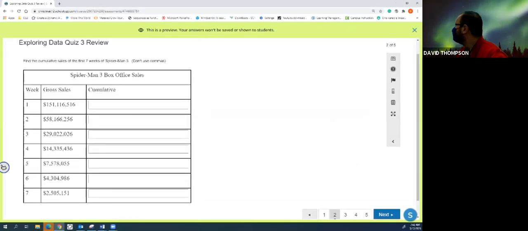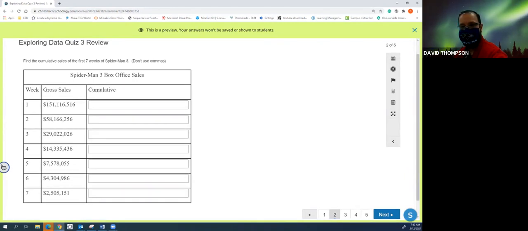Okay, find the cumulative sales of the first 7 weeks of Spider-Man 3. Don't use commas. So that's just filling in that chart. First, let me just poll and see if there's any questions based off that first question. There shouldn't be, but just making sure. Range is a pretty easy basic concept.